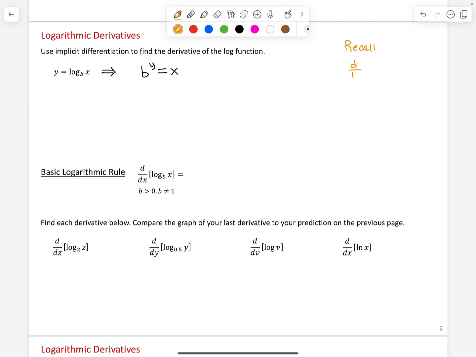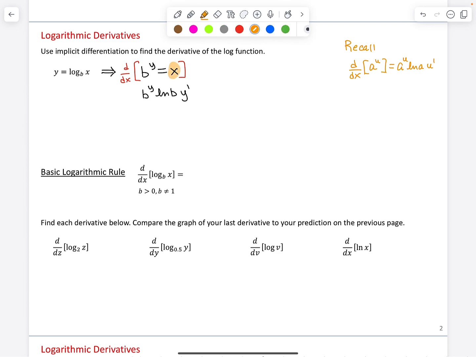Furthermore, recall that the derivative of a constant raised to a function is equal to that same exponential function times the natural log of the base times the derivative of the exponent. This was discussed in a previous lecture, and we're going to need it right now, because I'm going to differentiate both sides of this exponential form with respect to x and use implicit differentiation. So when I differentiate b to the y, keep in mind b is a constant, but y is a function. So we should get itself times the natural log of that base times the derivative of that exponent.